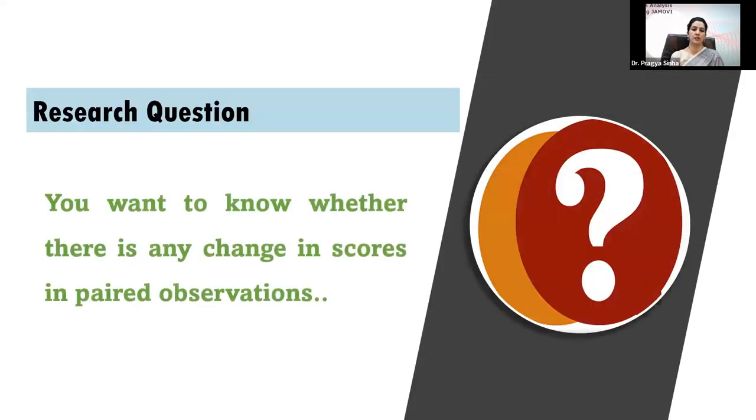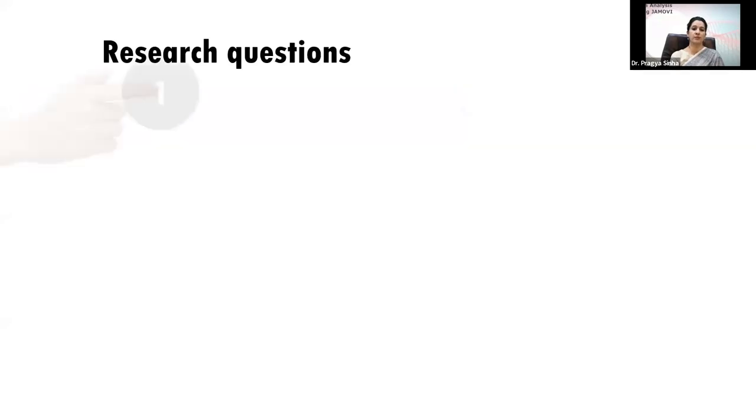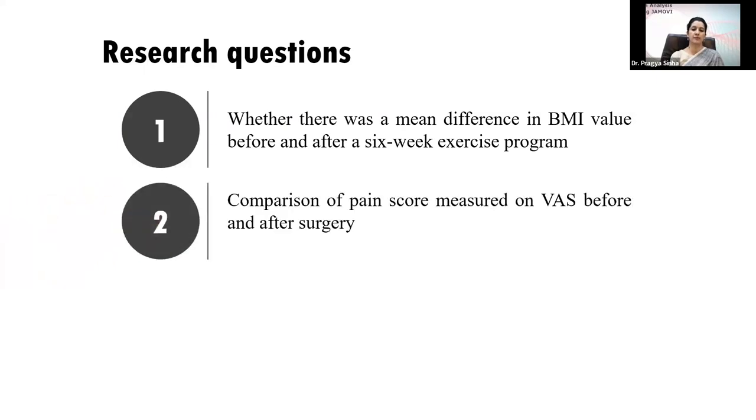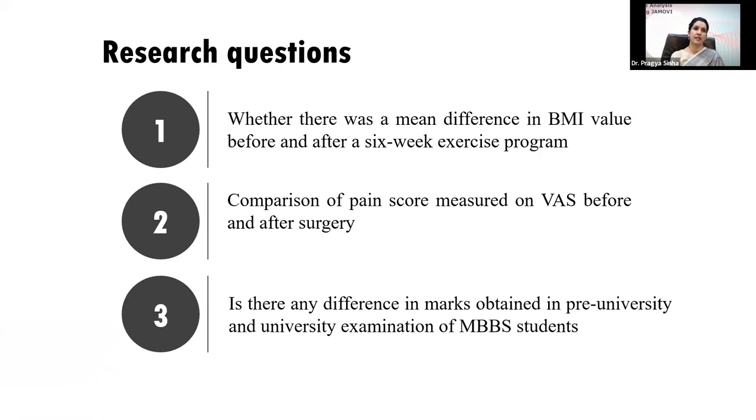and then you see the difference in that diameter, then it is again a paired t-test. So the research question is, you want to know whether there is any change in the scores in the paired observation. Like, was there a mean difference in BMI value before and after a 6 weeks exercise program. Again, the comparison of pain score measured on VAS before and after surgery, and any difference in the marks obtained in pre-university and university examination of MBBS students.